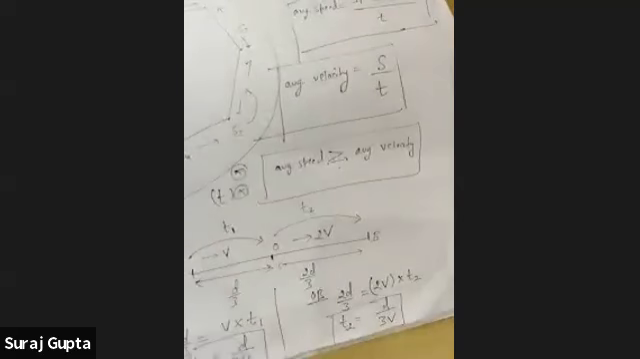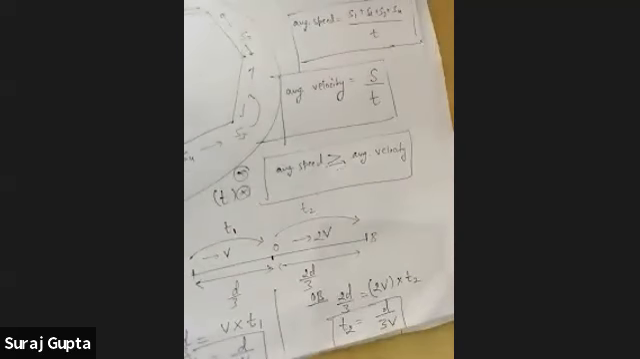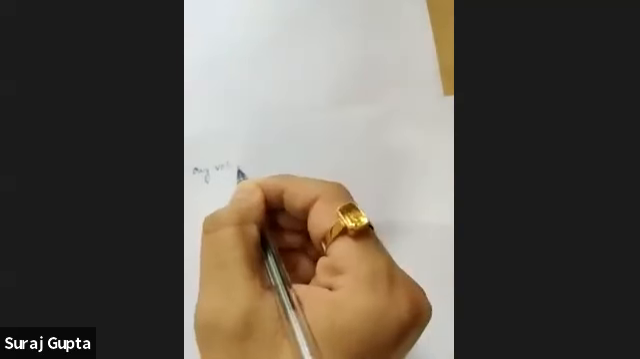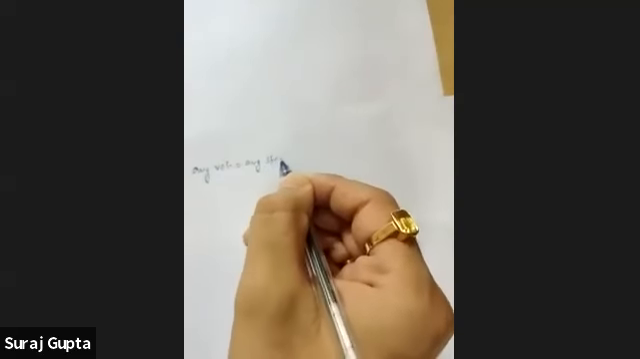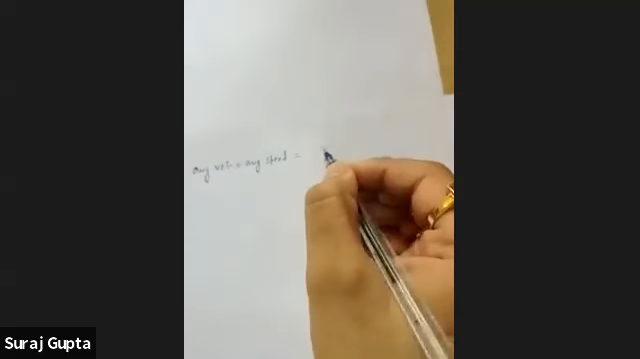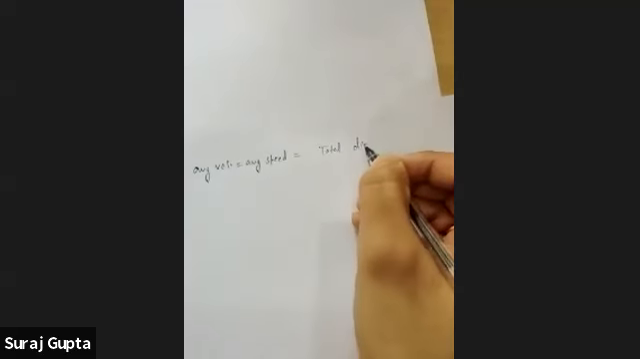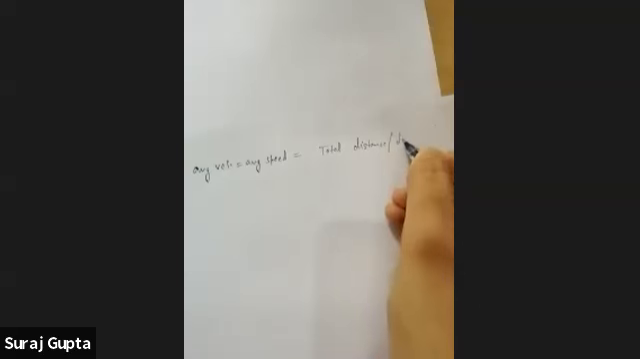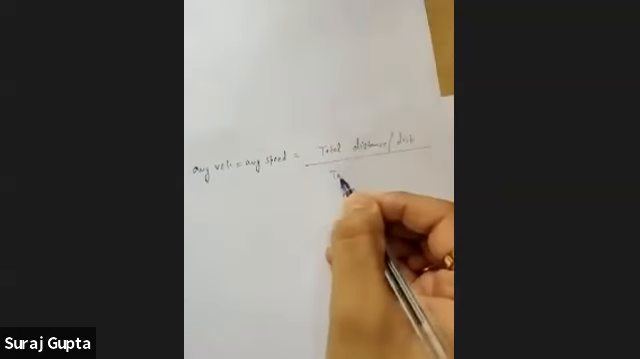So I got t1 and I got t2, and we know that in this situation, because the particle is moving in a straight line, average velocity and average speed would both be the same. When a particle travels in a straight line, its average velocity and average speed are the same. So the next step is average velocity. For this particular question, average velocity would be the same as average speed, and that would be equal to total distance, or you can say total displacement, because in this case both are the same, upon total time taken.